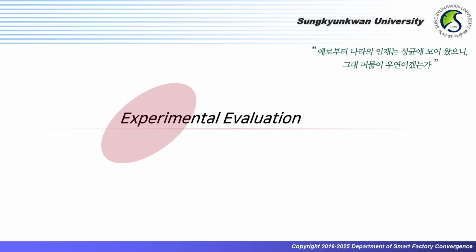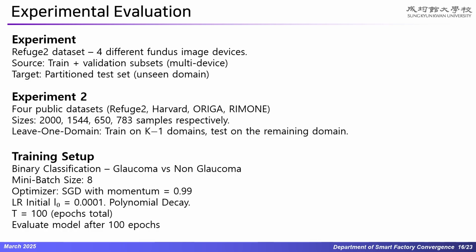Moving on, we'll see the results of this paper to see whether this methodology really works in domain generalization. To test this framework, 2 experiment protocols were designed. Each experiment explores different levels of real-world variability in fundus imaging. The first experiment uses only the Refuge2 dataset, which comprises images captured from 4 distinct fundus imaging devices. This diversity naturally introduces domain discrepancies, reflecting typical clinical scenarios because the images use different fundus imaging devices.